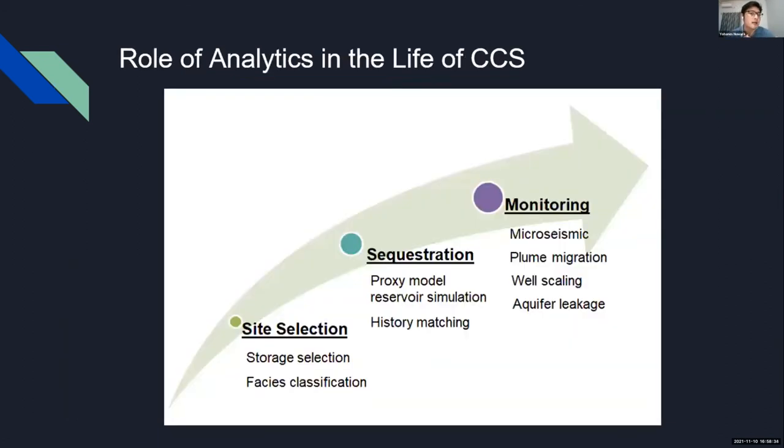Okay, so when we talk about how data analytics can be applied in CCS, we also have to discuss the three phases of carbon capture and storage. The first stage is site selection, where engineers and geoscientists work together to select the best site or location for storing the CO2. After site selection, we go through the sequestration phase, where engineers conduct the injection of CO2, whether it is pure CCS or CCUS, where we can inject the CO2 to enhance oil recovery, or EOR. And then after we inject the CO2 in the reservoir, we have to monitor. We have to make sure that the CO2 in the reservoir can be safely contained, so that it won't leak somewhere else. So we need monitoring.